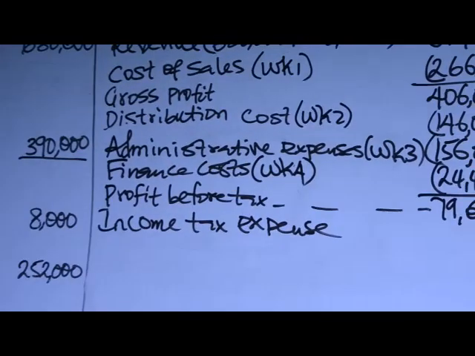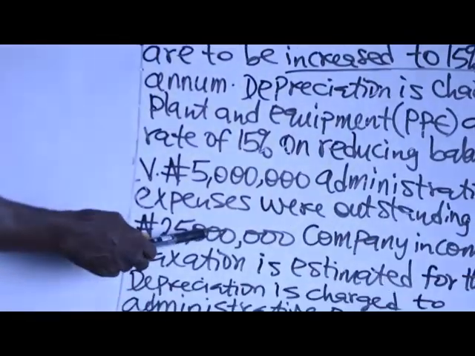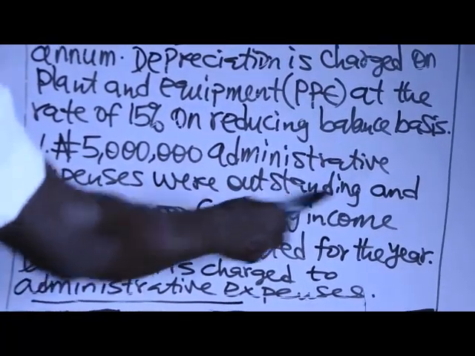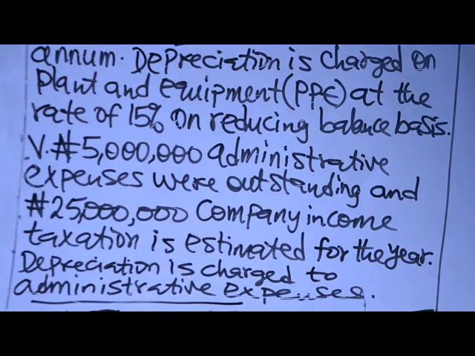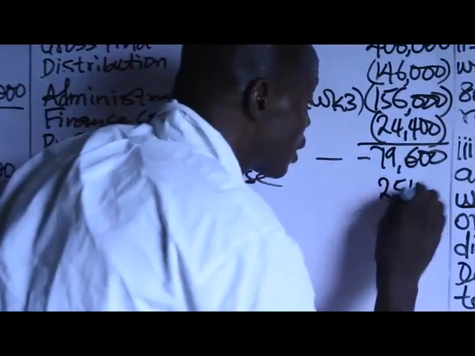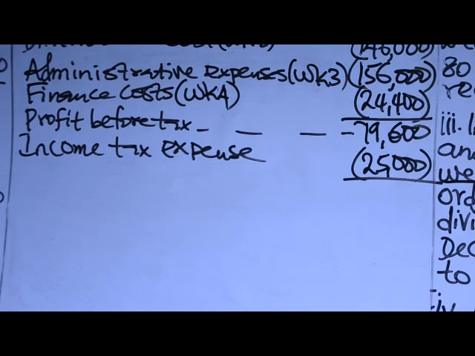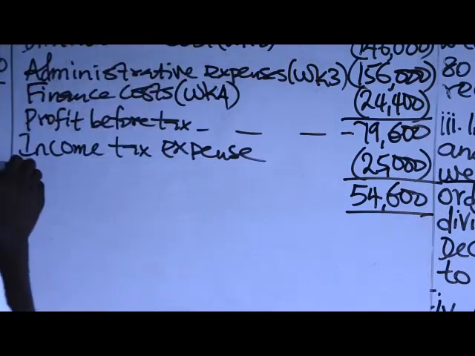Now, back to the footnote, note 5. You were told that 25 million company income taxation is estimated for the year. So the income tax expense is 25 million. So if you subtract 25 million from 79,600, then you have 54,600. That is the profit for the year.